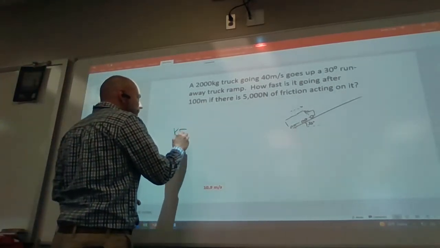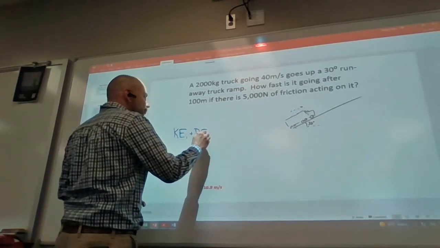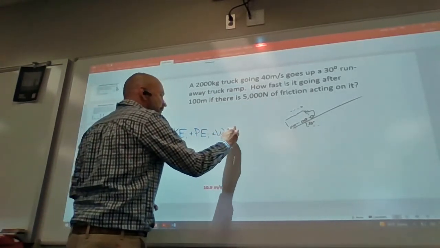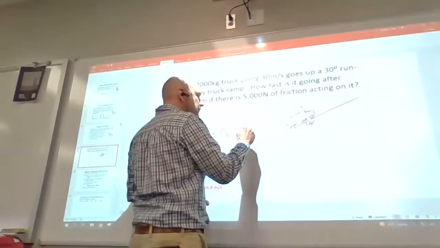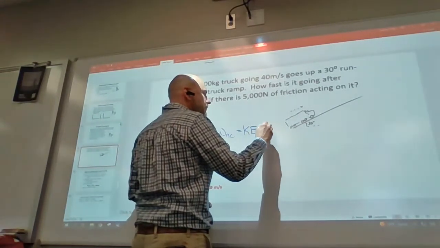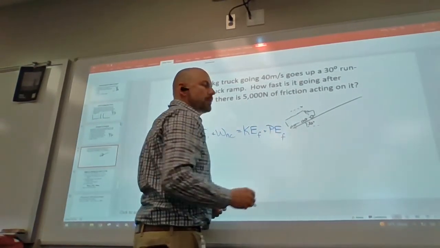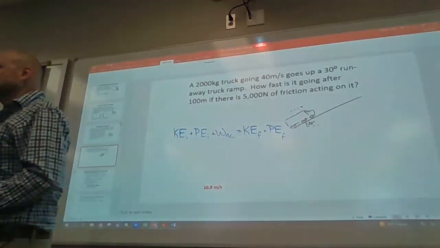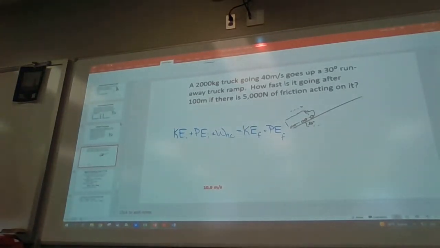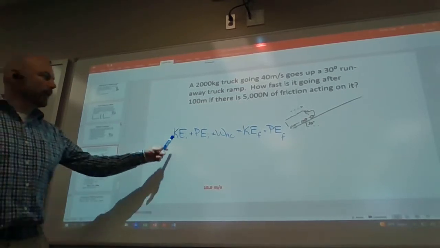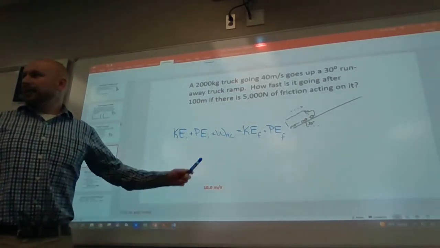This right here is a really good place to start. It's not going to solve all your problems, but if you're clueless, that's a good place to start. Pick your initial and final locations, make the lowest point you care about ground zero, identify what types of energies you have. Are you moving? Are you above ground zero?